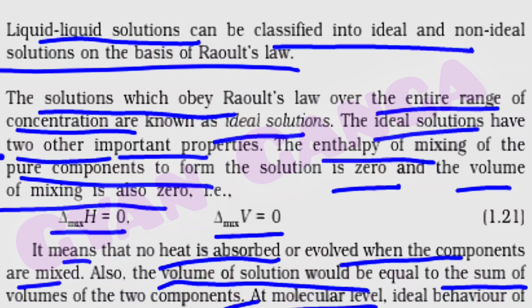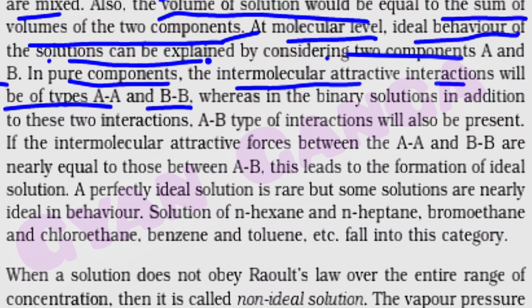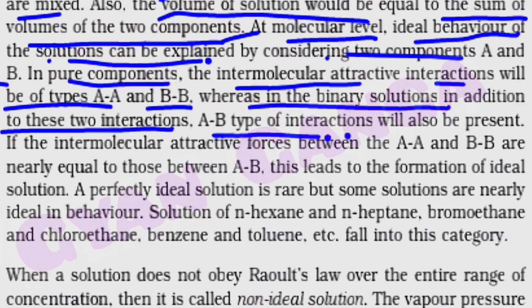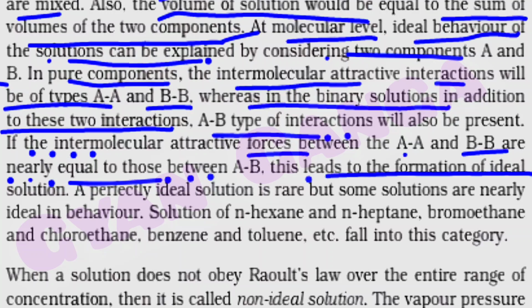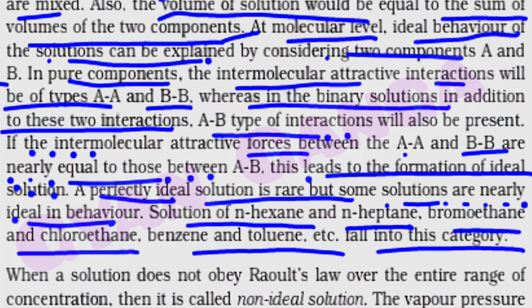At the molecular level, ideal behavior can be explained by considering two components A and B. In pure components, the intermolecular forces of attraction will be of the type A-A and B-B. Whereas in a binary solution, in addition to these two interactions, A-B type of interaction will also be present. If the intermolecular attractive forces between A-A and B-B are nearly equal to those of A-B, this leads to the formation of an ideal solution. A perfectly ideal solution is rare, but some solutions are nearly ideal in behavior. Solutions of n-hexane and n-heptane, bromoethane and chloroethane, benzene and toluene, etc. fall in this category.